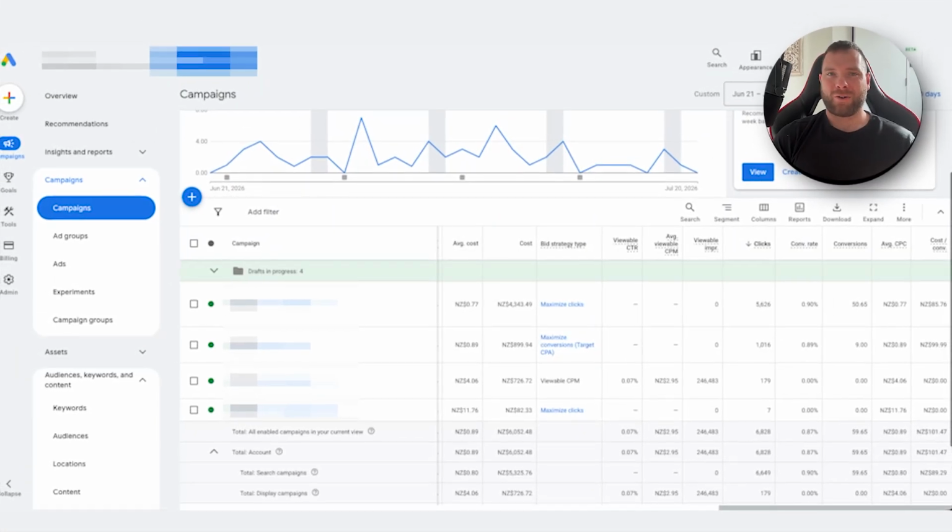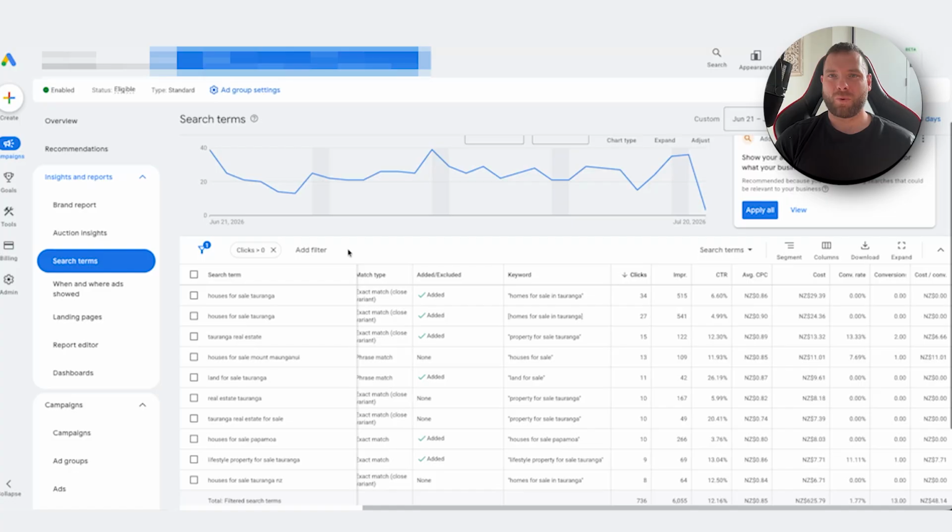In order to get the algorithm working in your favor, you need to actively tell it what not to do. So here's the first and most important optimization to do every single week. Optimization number 1: the search terms and negative keywords. This is your absolute bread and butter for saving money and tightening your account for profitability.